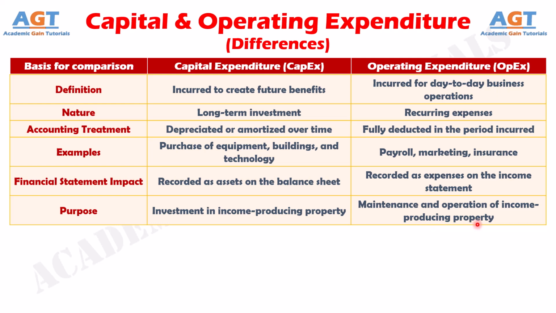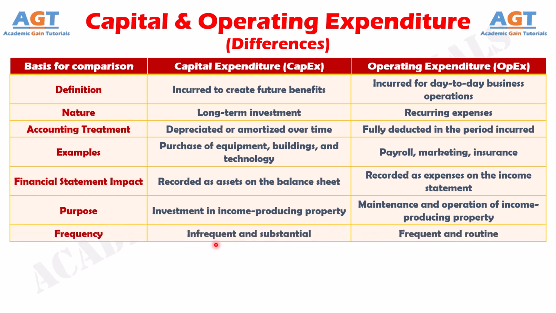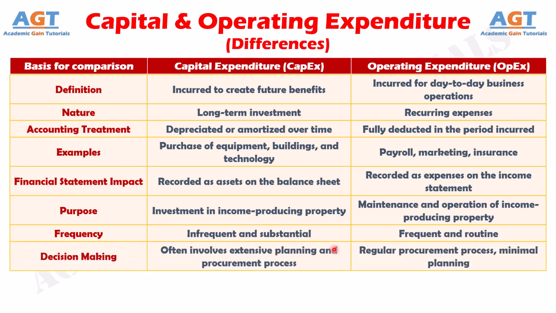Number 7. Capital expenditures are infrequent and substantial, whereas operating expenditures are frequent and routine. Number 8. Decision-making for capital expenditure often involves extensive planning and a procurement process, whereas operating expenditure follows a regular procurement process with minimal planning.